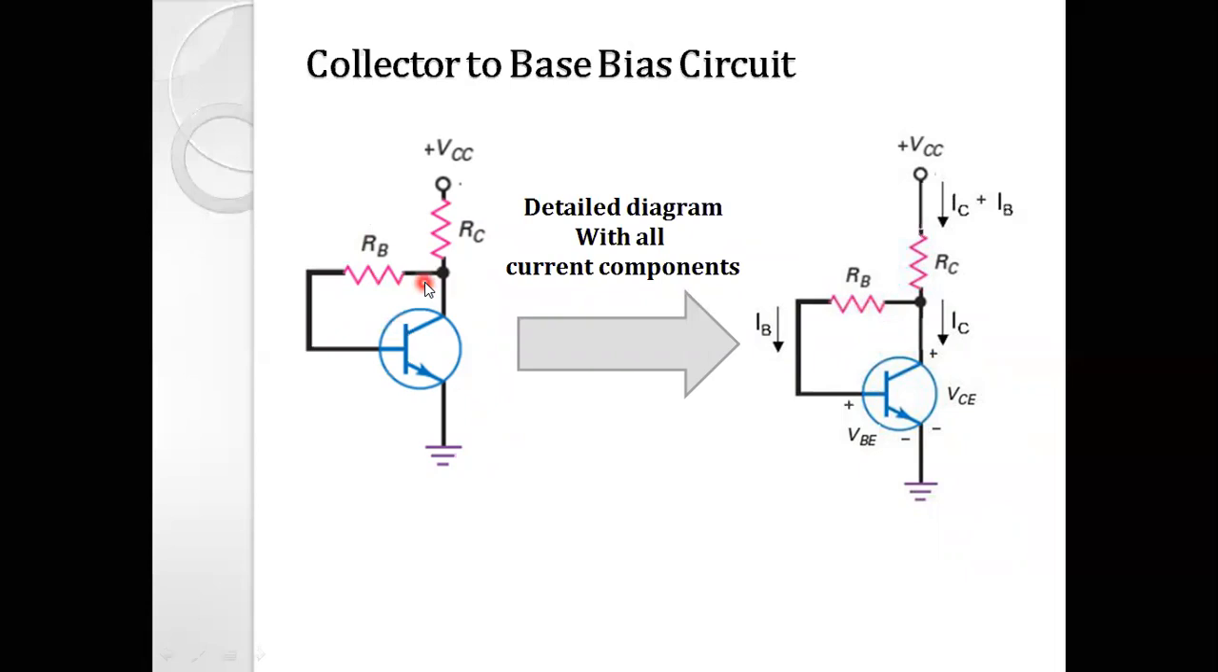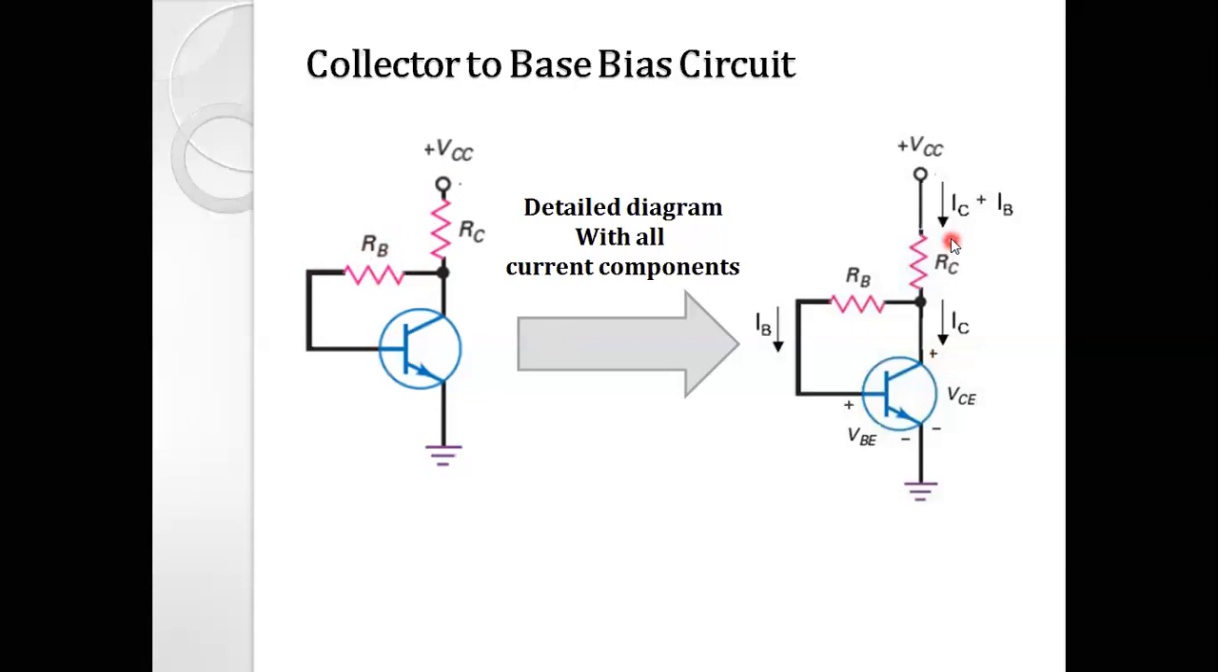So what is the difference between this circuit diagram and the previous base bias circuit diagram? The difference is over here. In the previously discussed circuit diagram, the base terminal was connected to the supply VCC through RB, right? But in this one, in the collector to base bias circuit, the base terminal is connected to the collector terminal through the RB resistor. So the difference between this biasing circuit and the previously discussed biasing circuit lies over here, right?